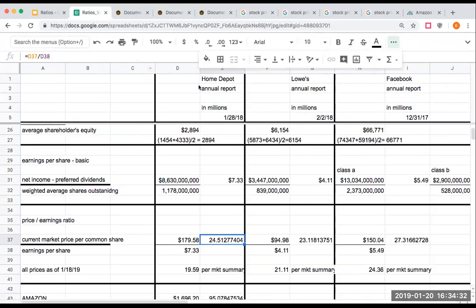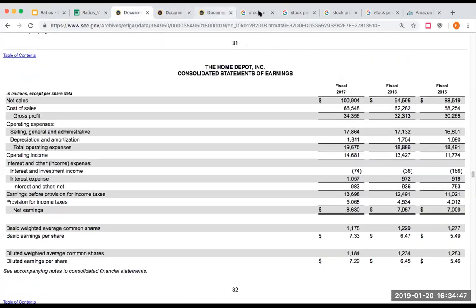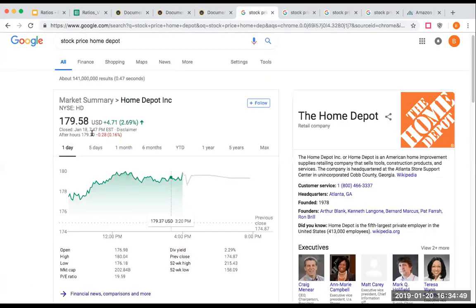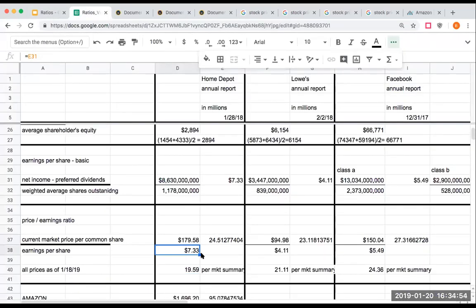Trailing 12 months means that they're taking the more recent data. Remember, what I'm showing you here is last year's financials. They have another 3 months more, so more than likely their earnings per share over the last 12 months have been higher. And that's what's driving this price to earnings ratio down right here. So again, the price to earnings ratio is kind of saying, if I made $7.33, how many years will it take me to earn back my current market price? In this case, it's about 24.5.